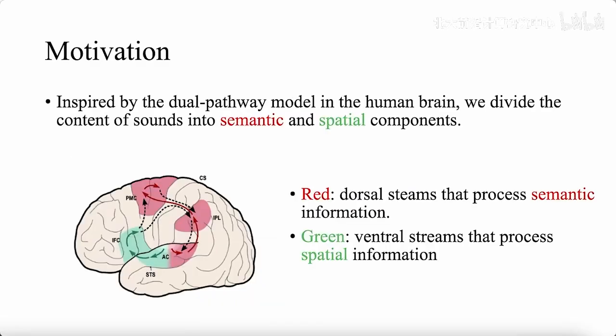Inspired by the dual pathway model of the auditory process in the human brain, we divide the content in sounds into semantic and spatial components and treat these two components differently. The red part in the figure is the dorsal stream that processes semantic information, and the green part in the figure is the ventral stream that processes spatial information. Since the semantic information changes as the sound category changes, the spatial information remains the same. Thus, if the agent can be aware of the spatial information and be agnostic to the semantic information, the learned policy can be generalizable to unheard sounds.